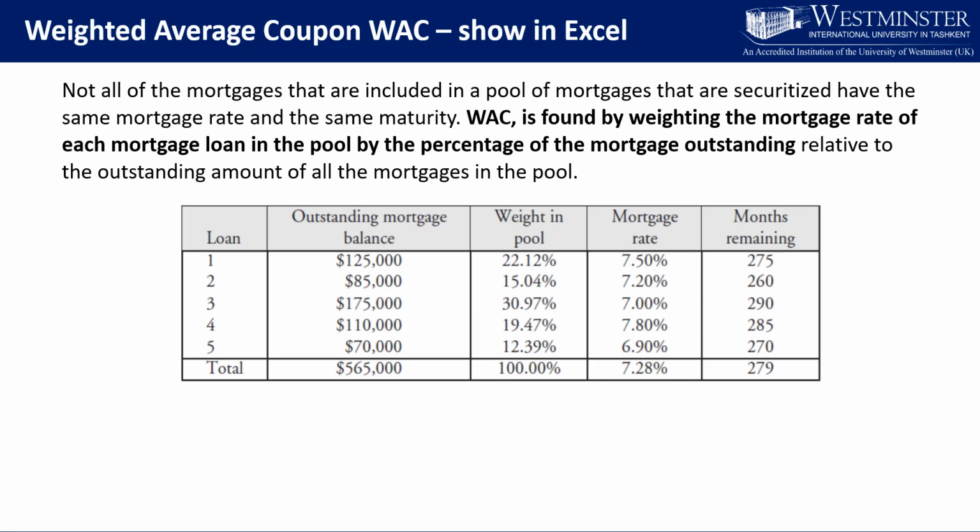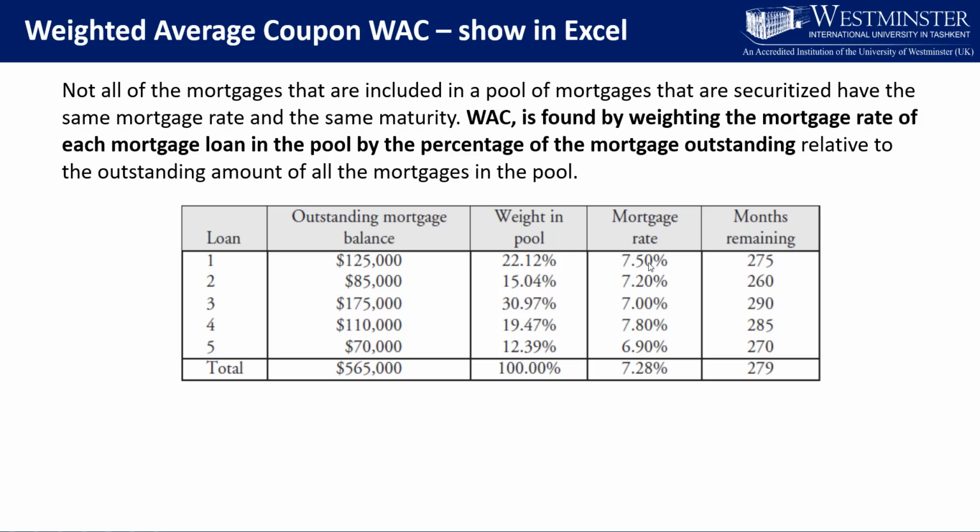So let me illustrate how weighted average coupon is calculated. Let's say you've got a group of 5 loans, and the outstanding mortgage balances are provided in the second column, and you've got the percentage contribution of each loan to the total. For example, the first one is $125,000, and it contributes 22% to the total. The total here is $565,000. The mortgage rate corresponding to each mortgage is provided in the fourth column. For this $125,000 mortgage balance, the corresponding mortgage rate is 7.5%. The months remaining is 275 months for the same mortgage, loan number 1.